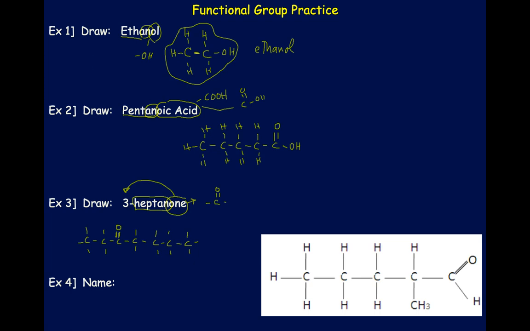If you wanted to put the molecular formula for the top one, you can go CH3 CH2 OH. That's how you tell it's an alcohol. For pentanoic acid, we can go CH3 CH2 CH2 CH2, and the last carbon will be COOH. In this one, we can go CH3 CH2 CO CH2 CH2 CH2 CH3.